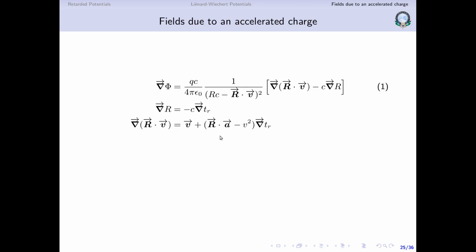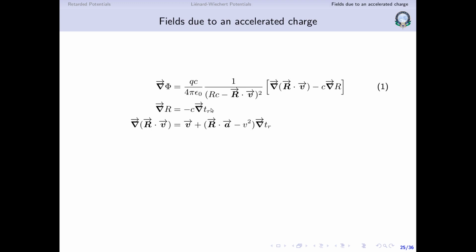Okay, so coming back to equation number 1, we were trying to find out the gradient of phi. So gradient of phi was this, and we showed that this had 2 terms. One was gradient of R dot V minus C into gradient of R. We showed that gradient of R is equal to minus C into gradient of TR, and gradient of R dot V, we showed that it is equal to V plus R dot A minus V square into gradient of TR.